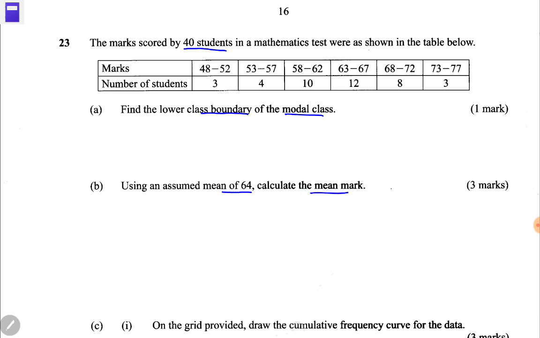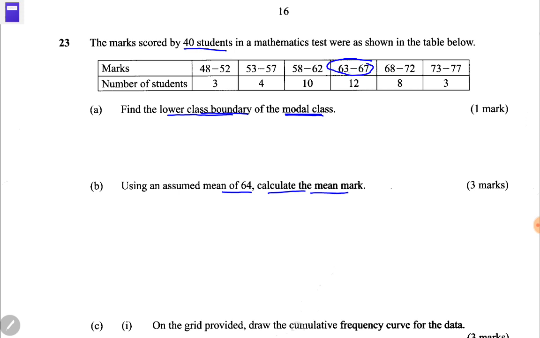This question is from the topic of statistics that is first taught in Form 3, and then the concept that we will use to calculate the mean mark is taught in Form 4. So, in Part A, we are required to find the lower class boundary of the modal class. Before that, we need to identify the modal class. The modal class is the one with the highest frequency, which is the class 63 to 67.